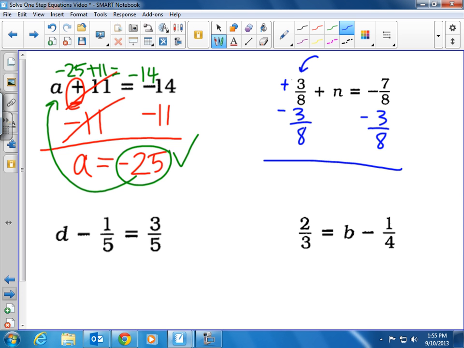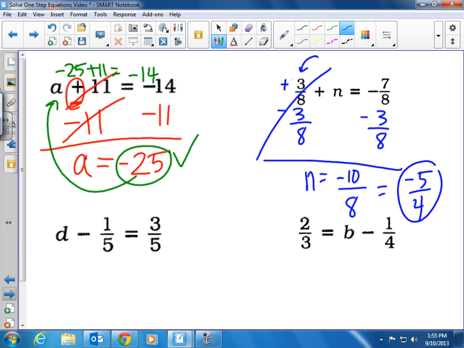Positive 3/8 minus 3/8, that's 0, so they cancel. So I'm left with n equals, what's negative 7/8 minus 3/8? They already have common denominators, so I leave the 8 there. Negative 7 minus 3 is negative 10. Now I need to reduce that fraction. I always want to simplify my fraction, so I'm going to reduce that by a factor of 2, so I have negative 5/4. That's what n would equal. Do you need to make that a mixed number? No, you do not. Leave it as an improper fraction.